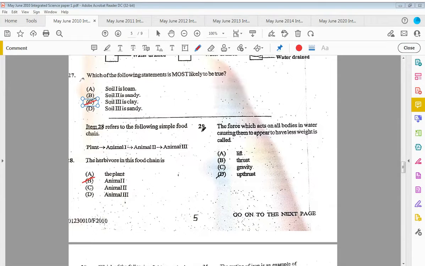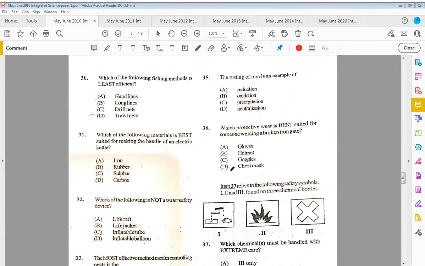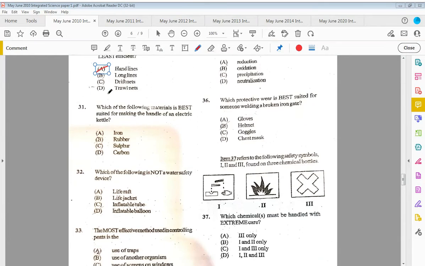29. The force which acts on all bodies in water, causing them to appear to have less weight, is called the dioptrus. 30. Which of the following fishing methods is least efficient? That would be A, the hand lines.